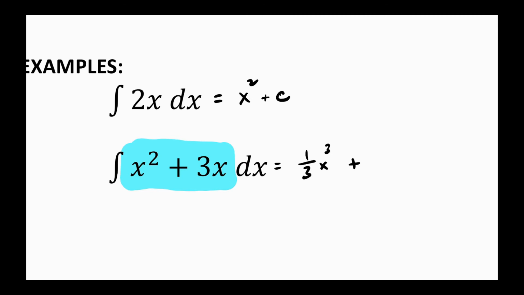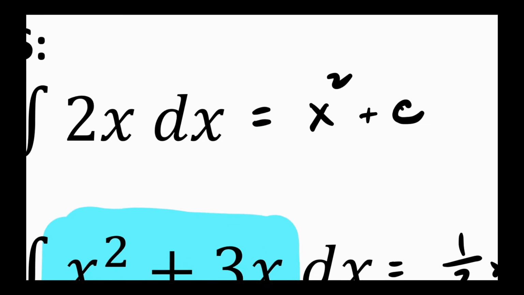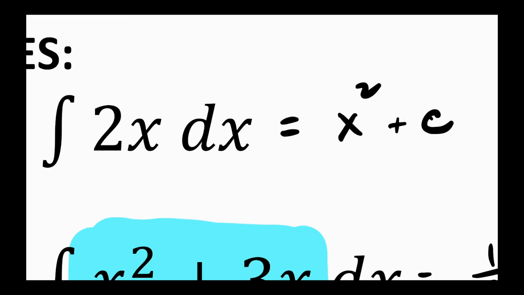Well, let's see. Let's take this piece by piece. Let's start with the one we did at the very beginning, the first one. 2x becomes x squared. What's happening here? Where are the numbers going? What's happening with all of the numbers and all of the powers? Let's explain from the very beginning. What's happening to the 2 and what's happening to the x?